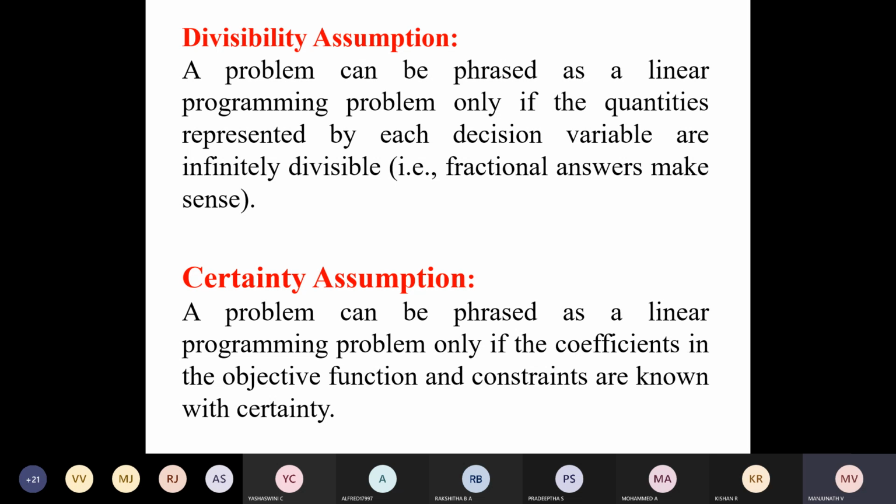Yeah. See, this particular divisibility assumption, it is quite difficult for you to address at this point of time because there is something called integer linear programming. Integer linear programming.